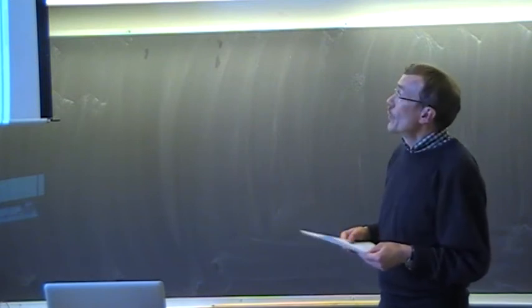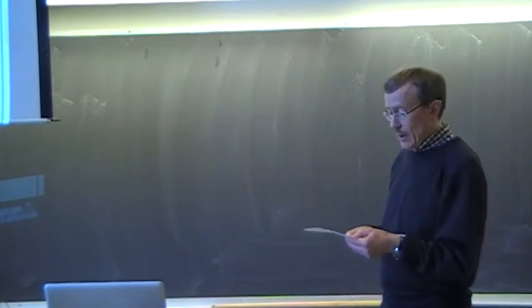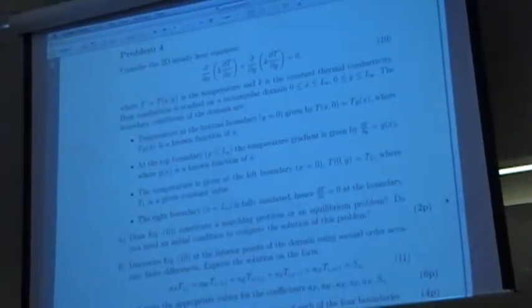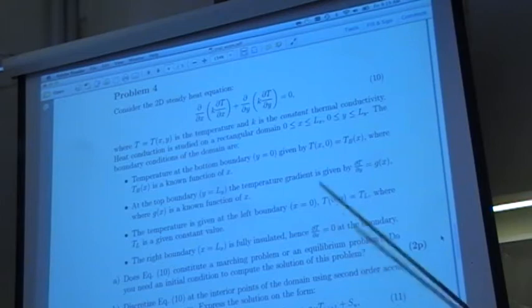So problem 4, there we are looking at an elliptic equation, and that is the Laplace equation for steady equals to the heat equation. And we have a couple of boundary conditions to which we come back later. But first the question A.